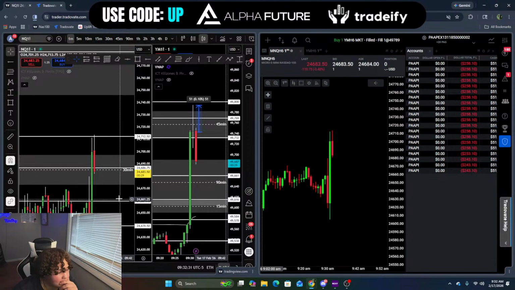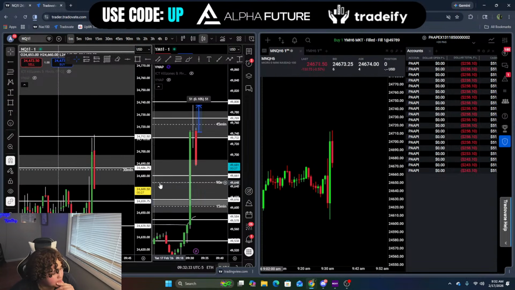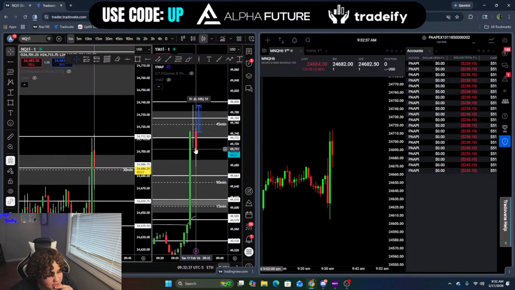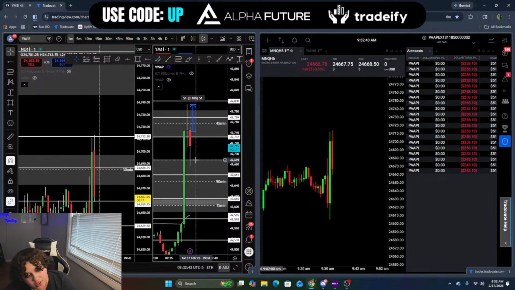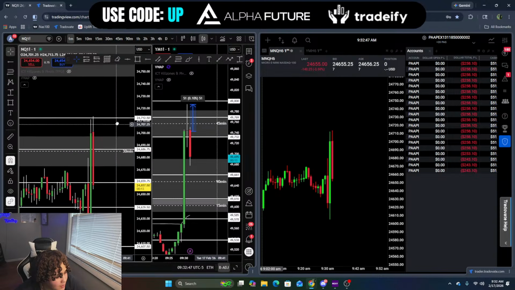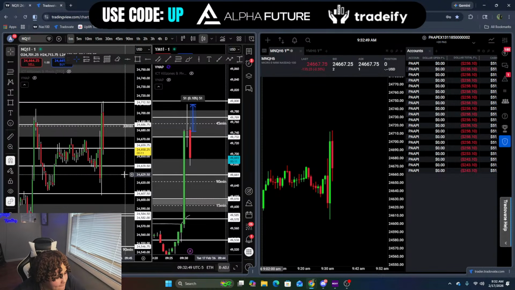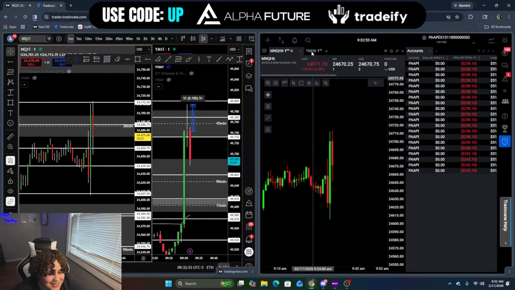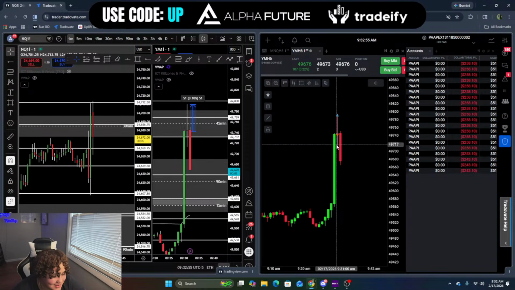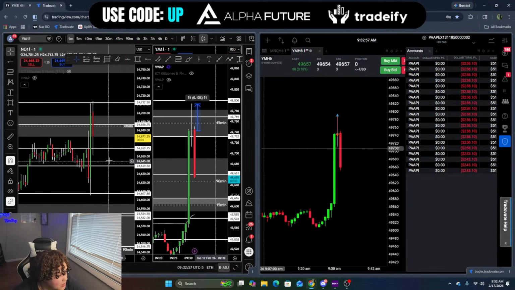Okay, okay. Let's see. It's retesting this 90-minute supply zone. So I do want to see it bounce off of this area. I think if it actually bounces off of here, then the long should actually continue. Okay, I'm literally selling myself here. I'm gonna drop it right there. Moving on to the next trade.